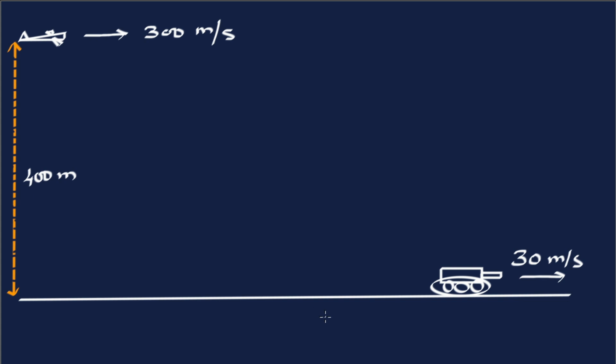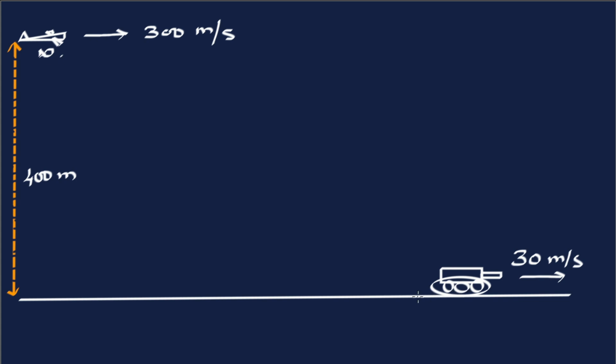In the third problem, we have a moving target. So the target is moving at 30 meters per second horizontally. The plane flies horizontally at a height of 400 meters. It's moving at 300 meters per second. At what horizontal distance from the target should it release the bomb so that the bomb goes and hits the target?